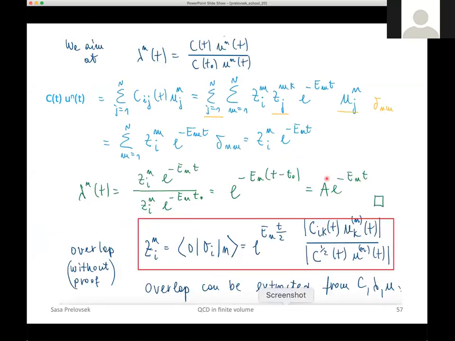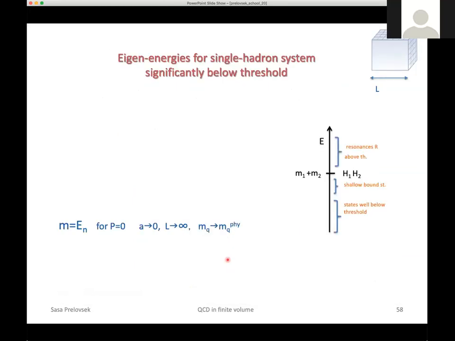Okay. I tell you that from eigenvalues you can extract eigenenergies. Actually, there is also a relation which from eigenvectors and eigenenergies and correlators you can extract also these overlaps. But I will not prove that to you. We'll have to look into some other material. So if you have correlation functions, eigenvectors, and eigenenergies, you can always extract also these overlaps. So this is what you get directly from lattice.